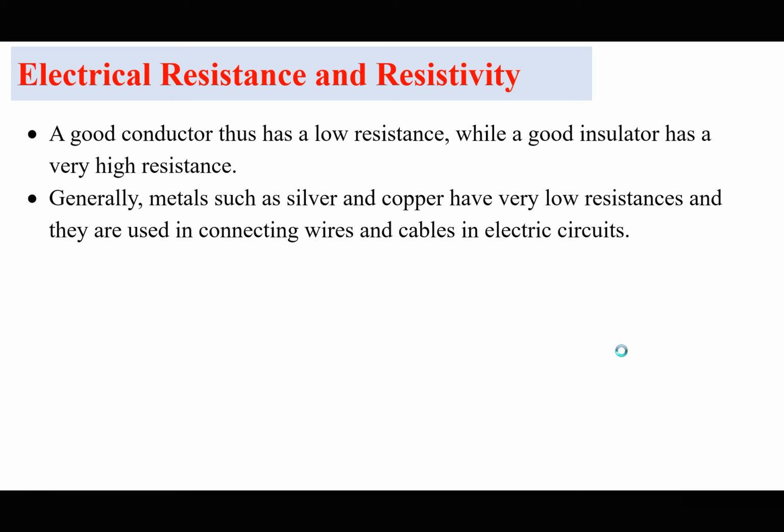Generally, metals such as silver and copper have very low resistances, and they are used in connecting wires and cables in electric circuits. Most of the wires at home, or in electrical devices, connecting wires in the chargers and so on, are made out of copper, simply because these metals have low resistance. And the lower the resistance, the higher the current flowing.